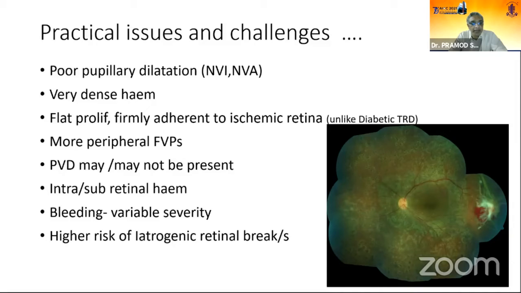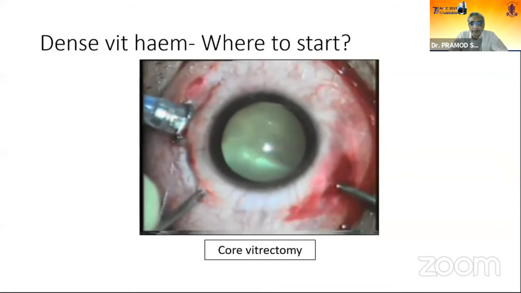The proliferation is extremely flat most of the time with a firm attachment, and the retina is ischemic, as against what you see in diabetic TRDs. So you need very meticulous dissection, and there is a very, very high risk of iatrogenic breaks. And also sometimes, as I said, the proliferation is more peripheral. So sometimes you need to take a call whether to dissect it or leave it and maybe support with a buckle, and we are going to decide that case to case. And this is just where to start.